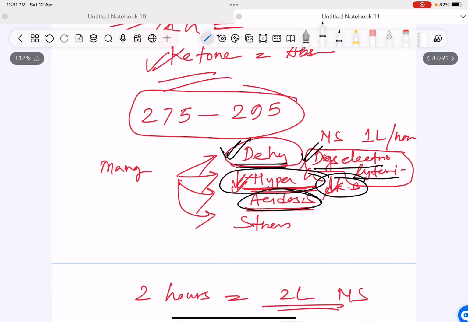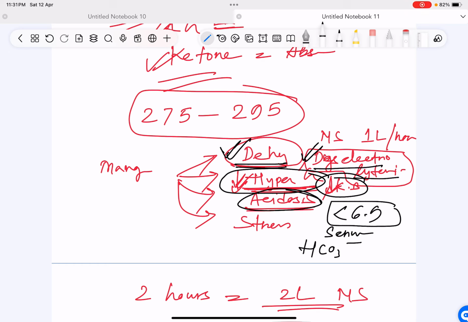If pH is very low, less than 6.9, then only serum bicarbonate is recommended. It is not recommended unless pH is less than 6.9. For severe acidosis, bicarbonate therapy is considered, but its use is controversial. So you corrected dehydration, you corrected dyselectrolytemia, you corrected hyperglycemia, and indirectly you also corrected ketone bodies and acidosis. For acidosis, only if it is very low, you give serum bicarbonate.